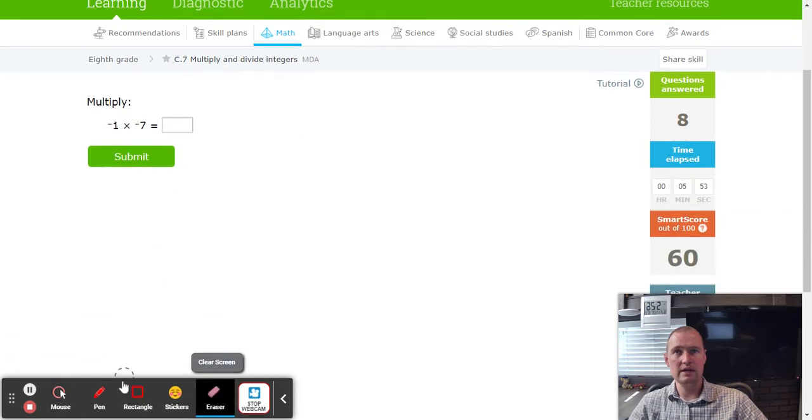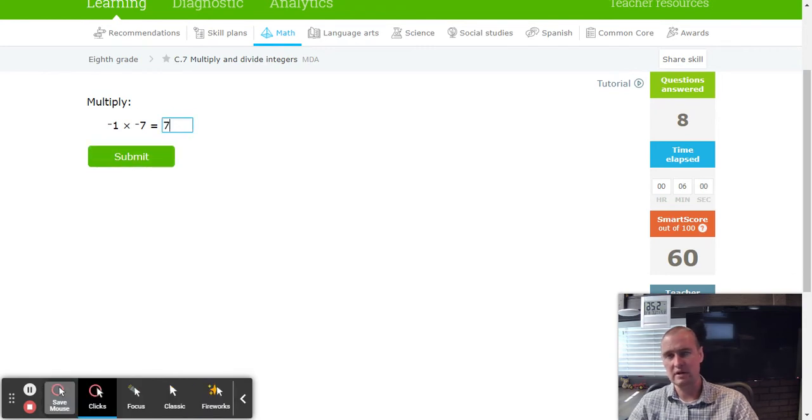All right, next up, we got negative 1 times negative 7. So same sign, it's going to be positive, and 1 times 7 is 7. Again, same sign, positive.